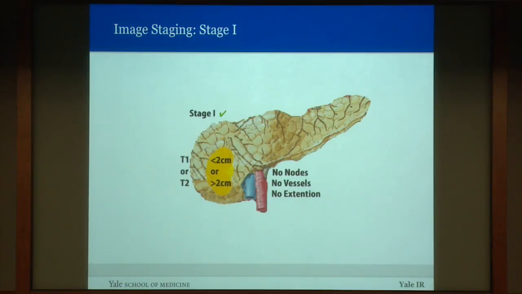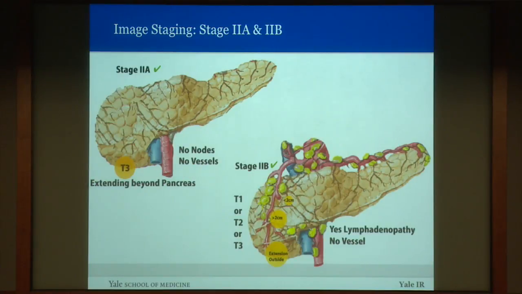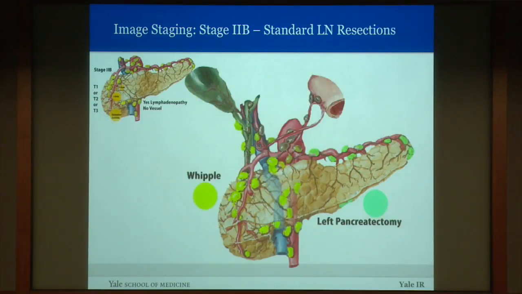And so we bump that up and we take it to the stage. So a stage 1 is either a T1 or T2, so you're saying it's either less than or greater than 2 centimeters, no nodes involved, no vessels, and no extension beyond the pancreas. And then we take it to stage 2A, which is a T3, so it's extending beyond the pancreas, but no nodes and no vessels. And then a stage 2B, which is less than 2, greater than 2, or extending, but it does have lymphadenopathy and no vessels. We'll talk about the lymphadenopathy again right here.